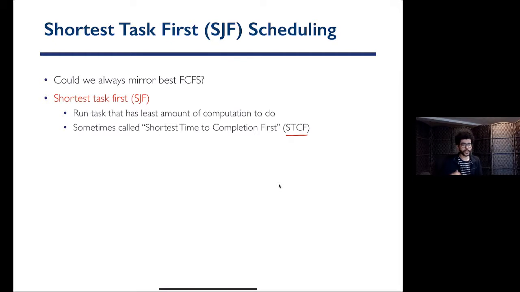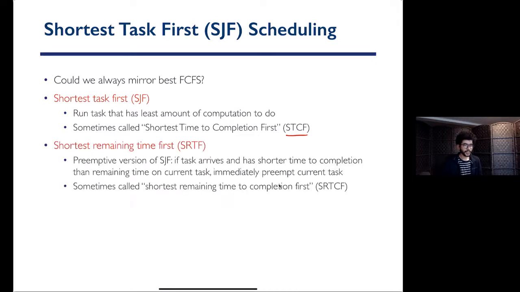So every time we look at how much time is left to complete a task, and we pick the shortest one, the one that has the least amount of work to complete. And this is when you don't want to preempt.